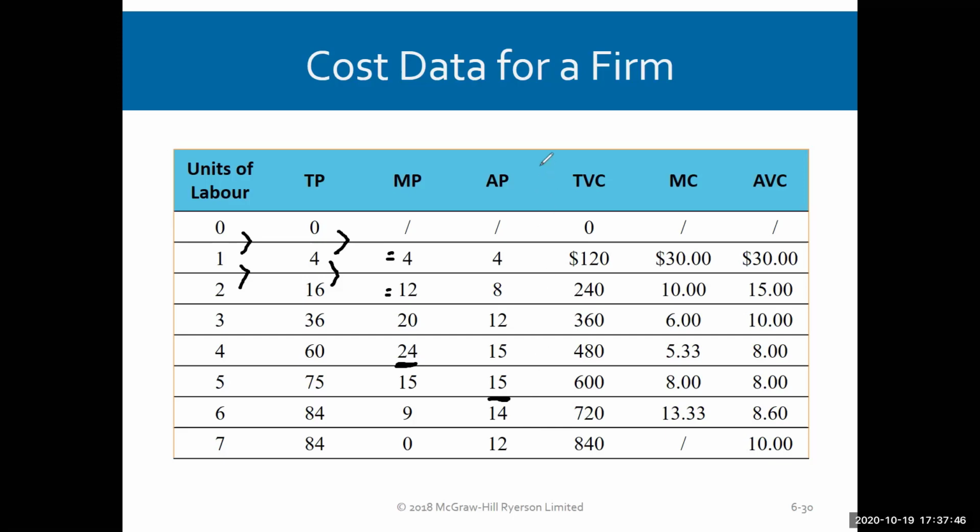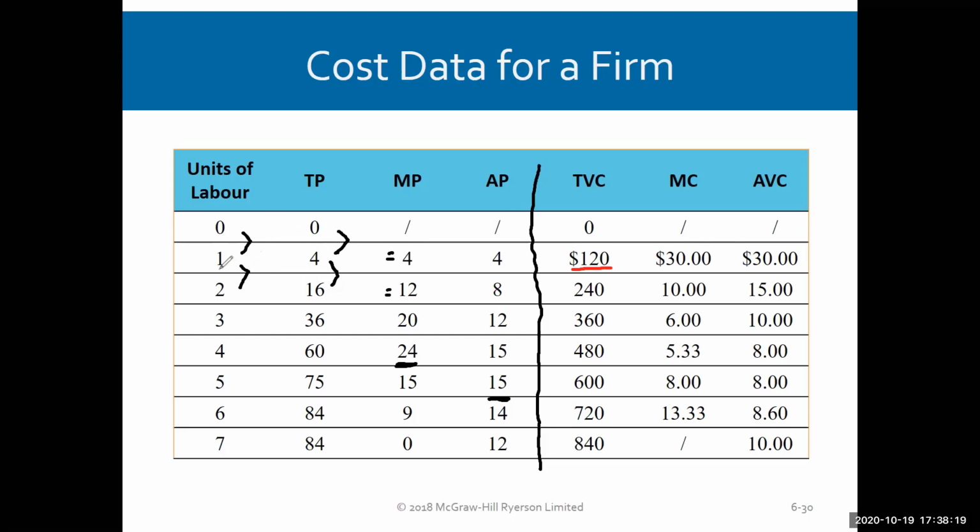Okay, now we've got some new stuff to look at. I'll just bring this down, separate it out. And this is the new stuff in red. Now we want to look at total variable cost, marginal cost, and average variable cost. And we get it from our production theory. We have to be given something, and this is what we're given: 120 total variable cost when the total output is 4 and the units of labor are 1.